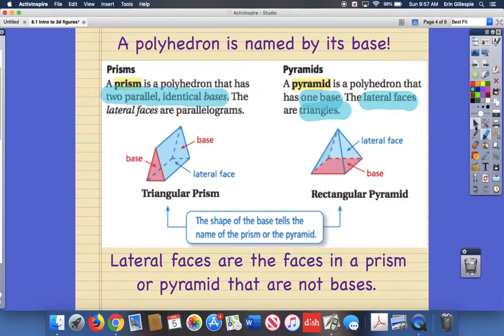Prisms have 2 bases. Again, could be any 2D shape, but they have that for bases and then basically parallelograms, 4-sided shapes, as all their lateral faces, okay? Kids tend to get triangular prisms and triangular pyramids mixed up a lot because they both involve triangles, so it gets a little confusing, but they do look different if you think about it.